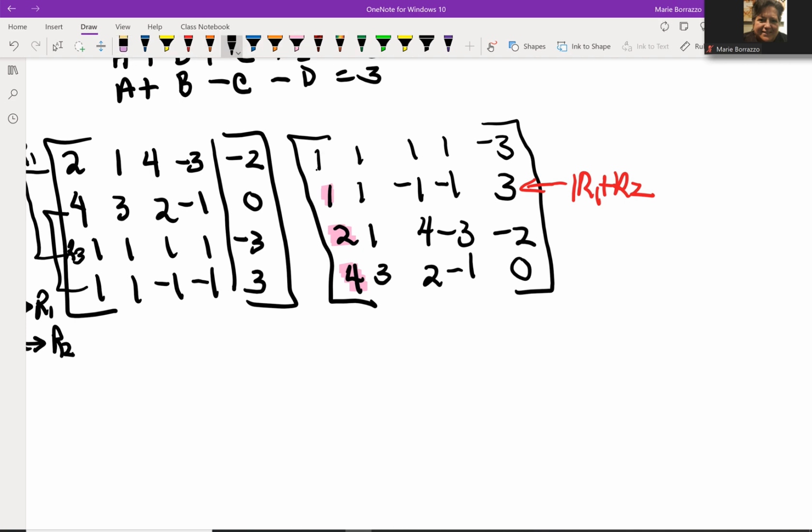Okay, so negative 1 times 1 is negative 1 plus 1 is 0. So I have now 1. This is now a 0. Remember, these are all 1, 1, 1, negative 3. So it's a good starting point, right?